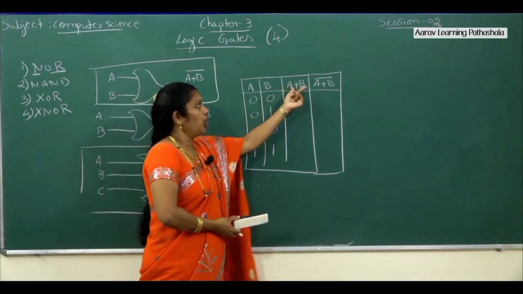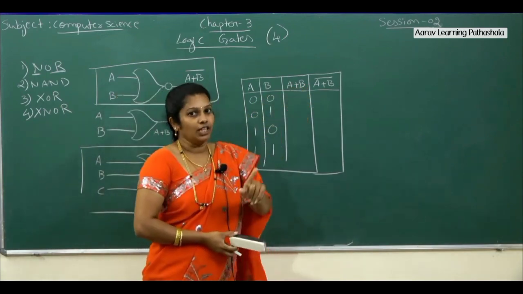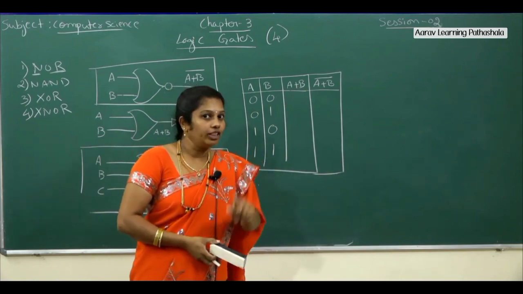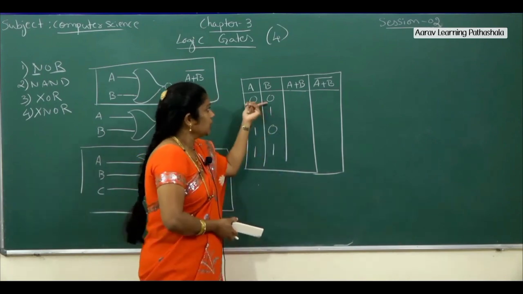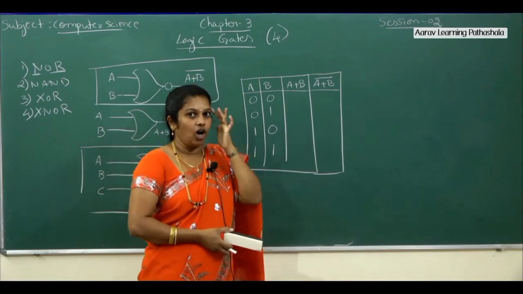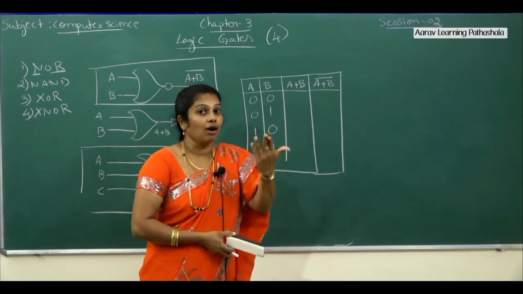Next, you know how to write A plus B, because if you have the plus operator, if any one of the inputs is 1, the output you can write 1. If all the inputs are 0, then only the output becomes 0. Now 0 plus 0. Whereas in AND operation you have to keep the dot multiplication, whereas in plus it is OR.